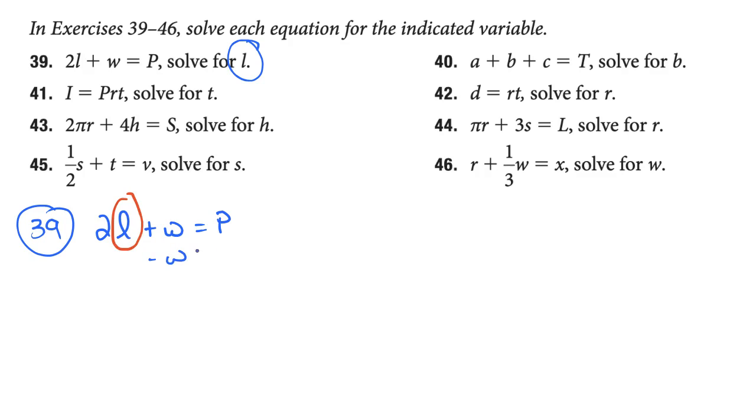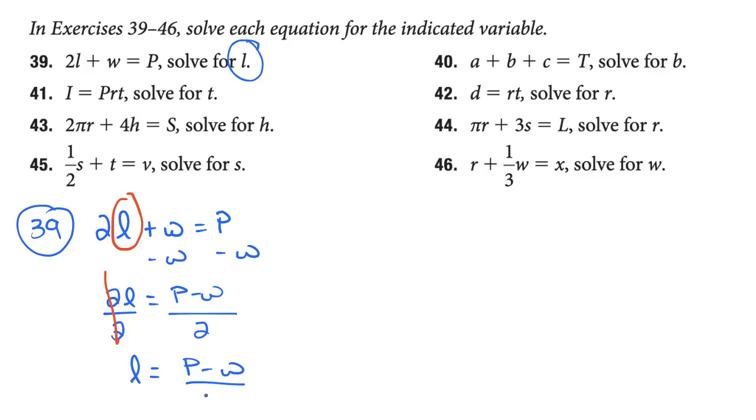So we're going to subtract the W from both sides and get that taken care of before we deal with the 2. So we've got 2L equals P minus W. Now you want to come back over here and divide out the 2 because it's multiplied, and that is the inverse. So then the 2 divides out, and we're left with L equals P minus W over 2.